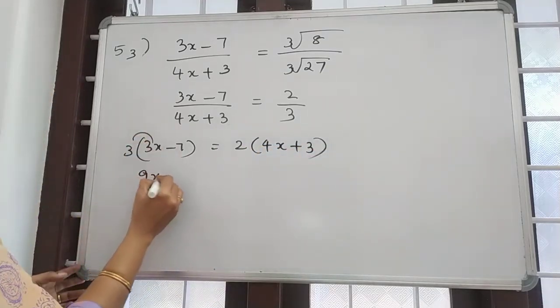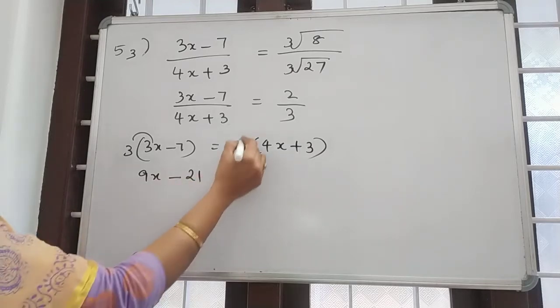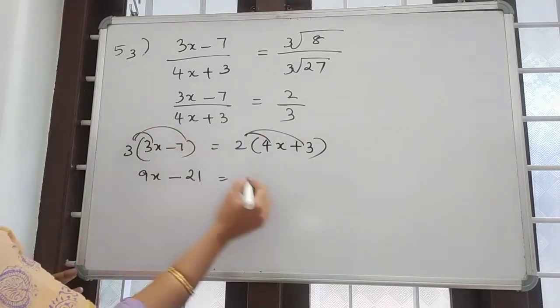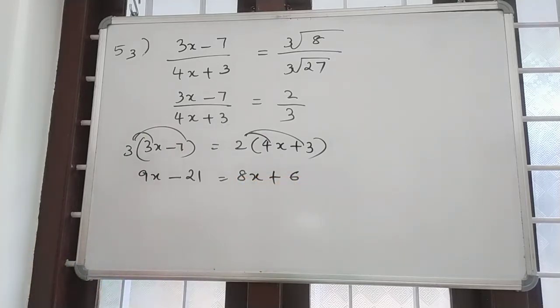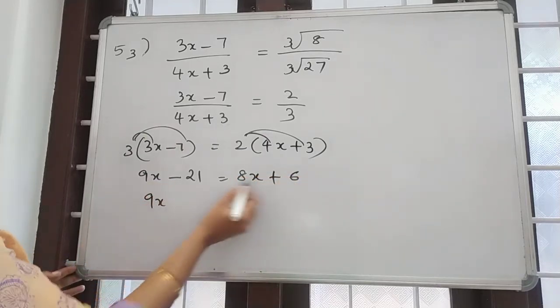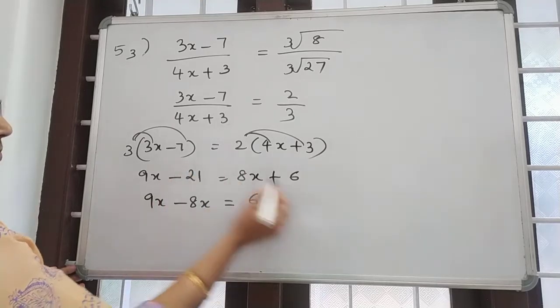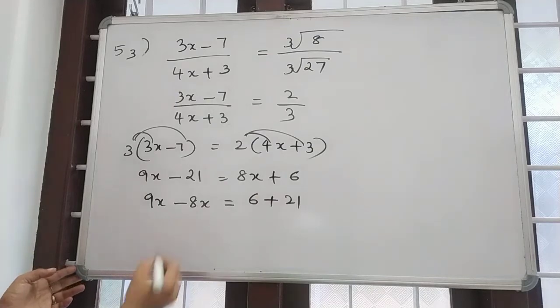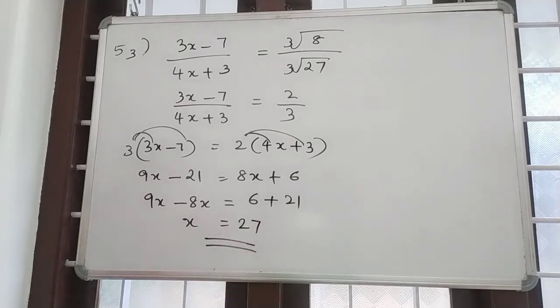So 9x minus 21 is equal to 8x plus 6, after opening the brackets. So 9x, take 8x to the left side, is equal to 6. This minus 21 will become plus 21. So x is equal to 6 plus 21, which is 27. So value of x is 27.